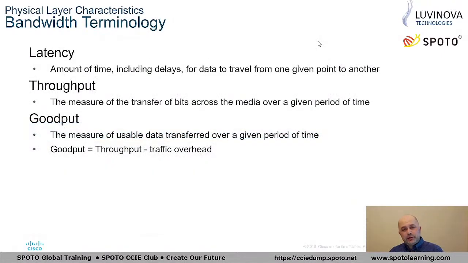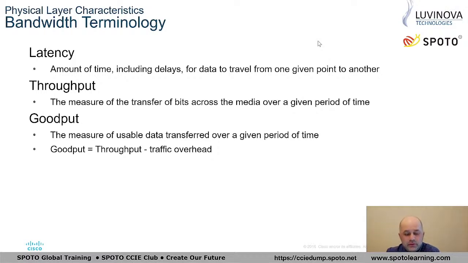Bandwidth terminology. We should know these, because this terminology will be in our exams. So I would like you to prepare it. Those 3 terms you must learn by heart. Latency is the amount of time, includes delay, for data to travel from one point to another, including the returning back.